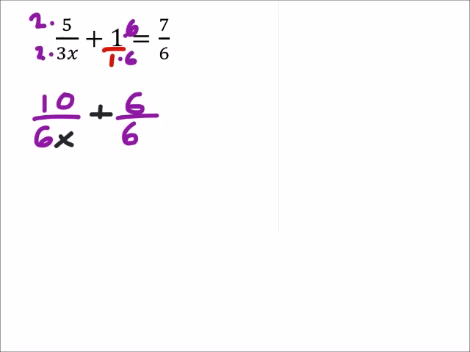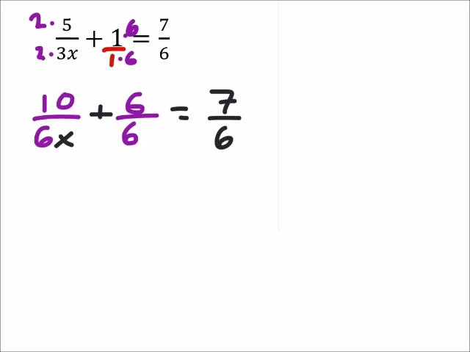So I changed the 1, I scaled it up. It still has the same value, 6 over 6 is still 1. But I now have a common numerical value in the denominators, which is what we want. And then this is equal to 7 over 6, we don't have to change that 6. So what else is different about these three denominators? The x.